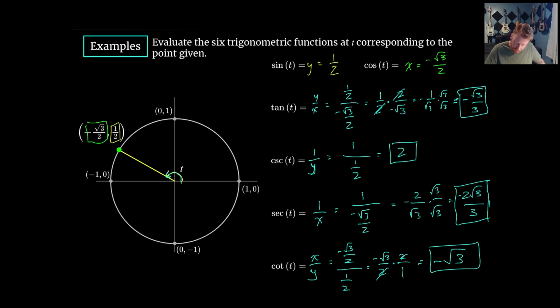So there we go. We've got them all now. You can put boxes around the first two. We've got all 6 trig functions evaluated using this point here associated with t.